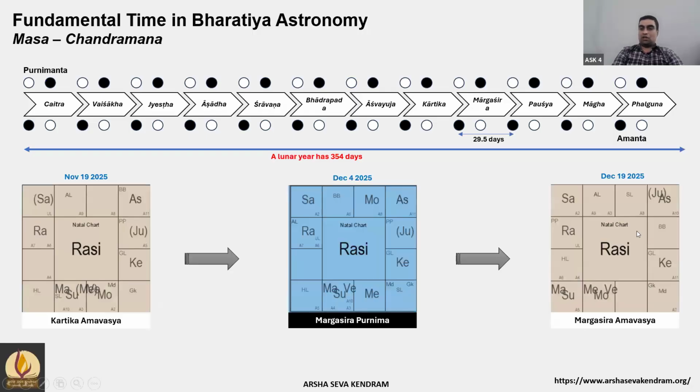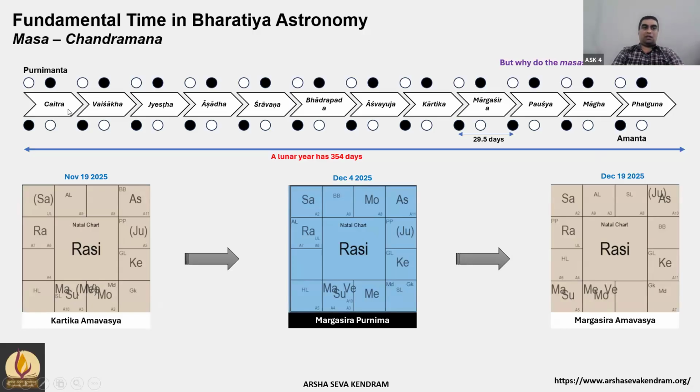So this is the Margashirsha Amavasya, when the sun and the moon meet. So 1 month has actually passed between the Kartika Amavasya and the Margashirsha Amavasya, with the midpoint of that being the Margashirsha Purnima, right? Now, this is all good when there is no Adhika Masa, right?